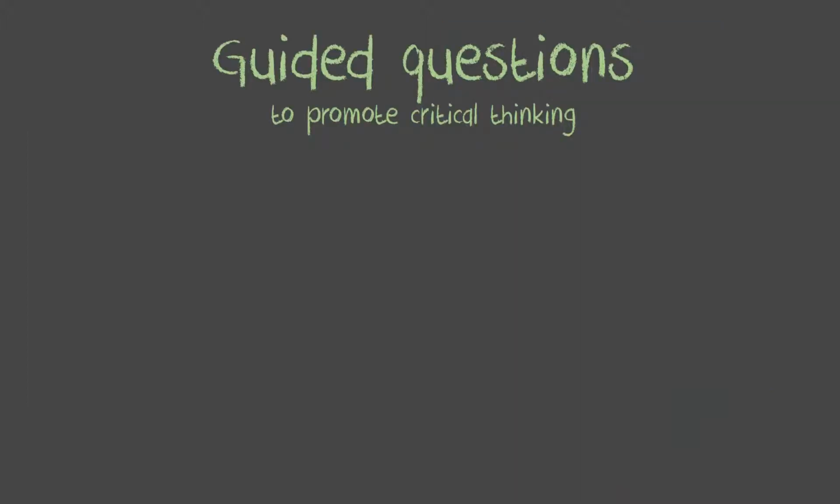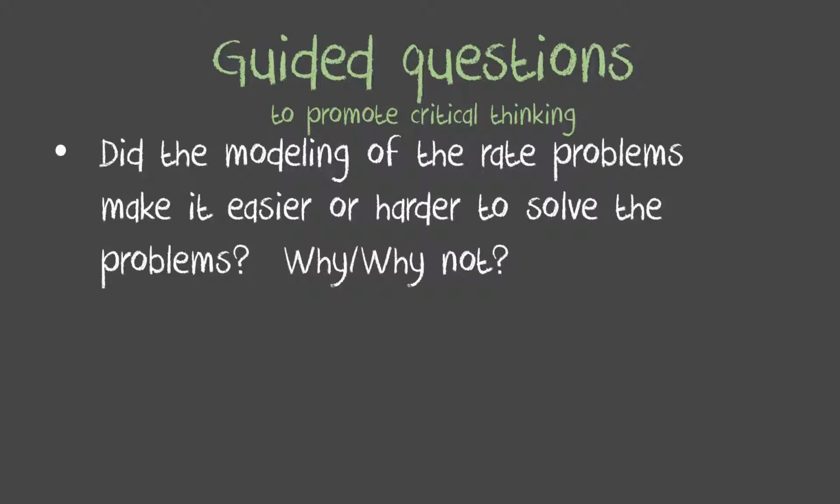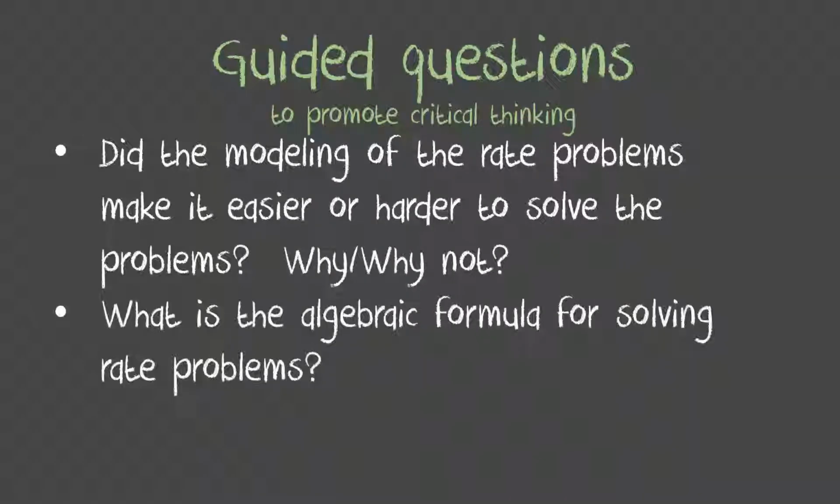So here are some guided questions to promote critical thinking. Did the model of the rate problems make it easier or harder to solve the problems? Why or why not? I'm trying to show how the time is broken up into minutes or hours. And what is the algebraic formula for solving for rate? Then they can come up with W equals R times T, work equals rate times time. And so those are the questions. They're very good questions to ask and get the kids thinking about how to solve rate problems.